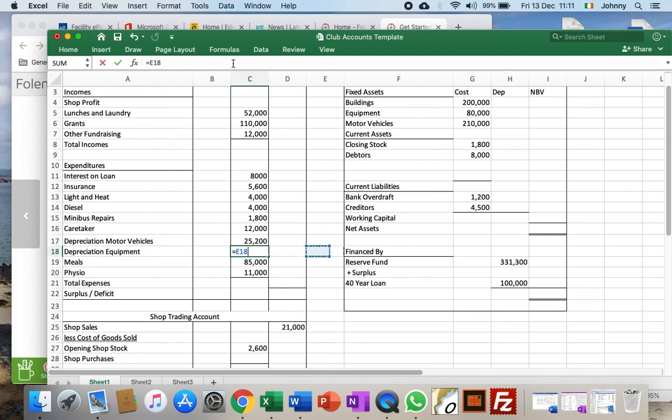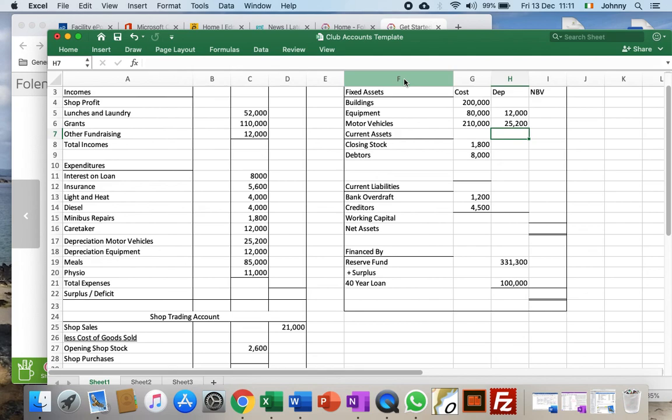I do the same for my equipment. So the equipment is 80 grand and the depreciation is 15%. So I'm going to multiply that by 0.15 or multiply it by 15, divide the answer by 100. So there's my depreciations. And those amounts, I'm going to put them here in my depreciation column. So my depreciation of equipment is going to be in here. That's 12 grand. And depreciation of motor vehicles is the figure I worked out already, 25,200. So that goes in somewhere twice into the answer.